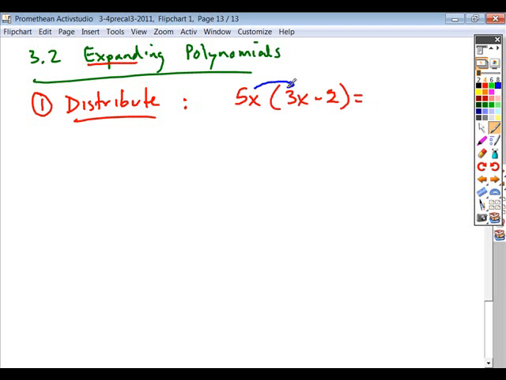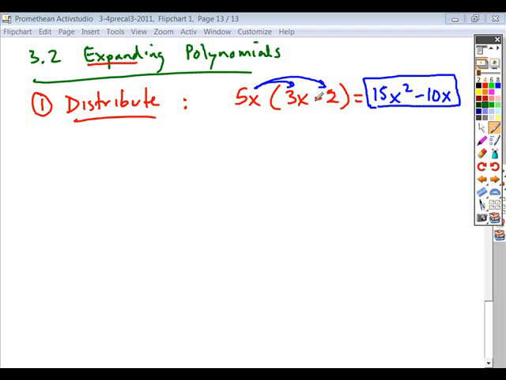So when we multiply through, 5x times 3x gives us 15x squared. Multiply the like parts, so 5 times 3 is 15, x times x is x squared. And then distribute to the second term: 5x times negative 2 is negative 10x. So using the distributive property, we can expand this out. And once again, expanding means to write it in the form of a polynomial. Also, anytime, you write your answer in standard form.